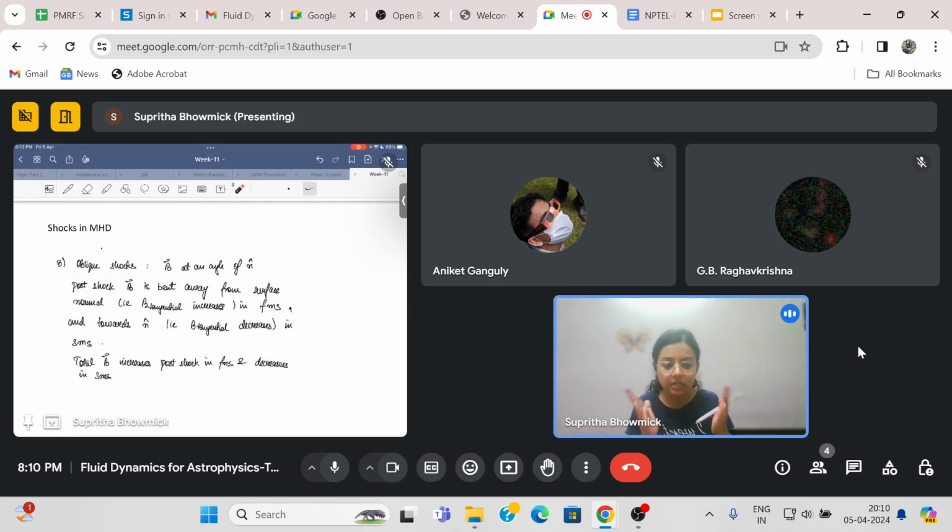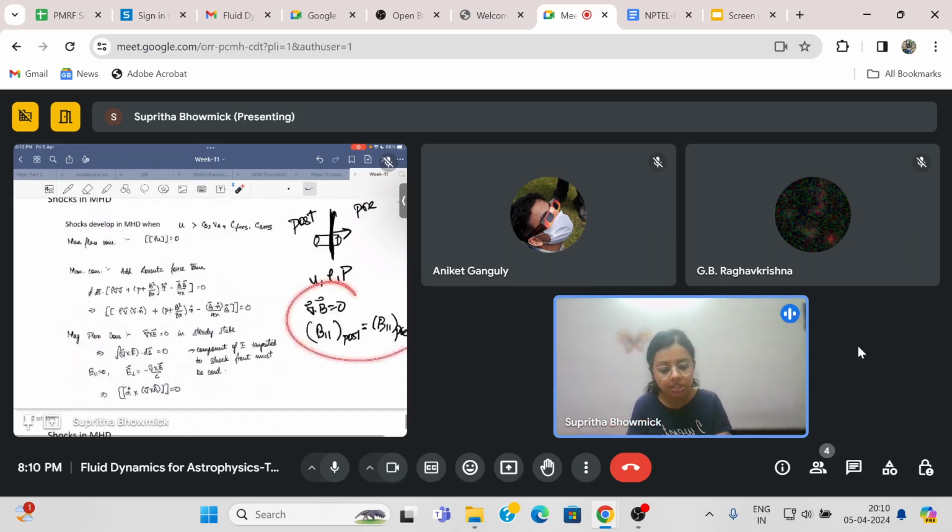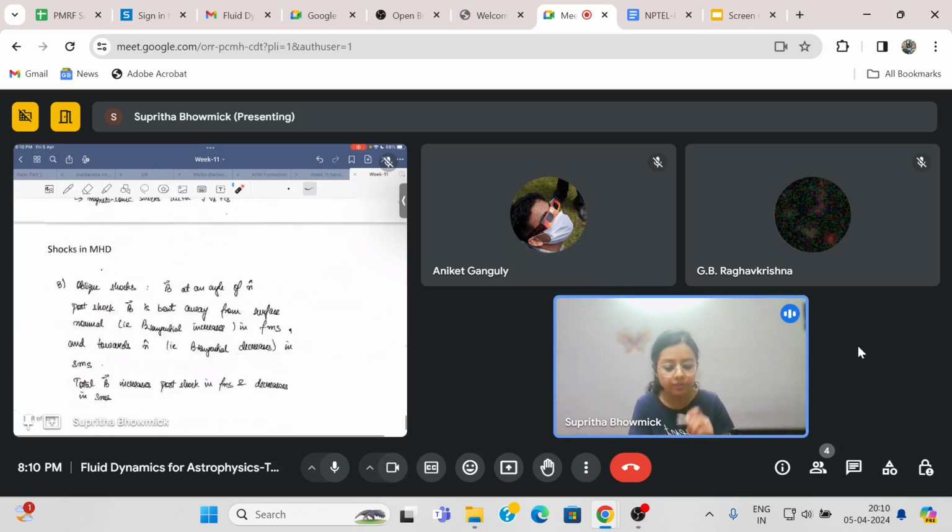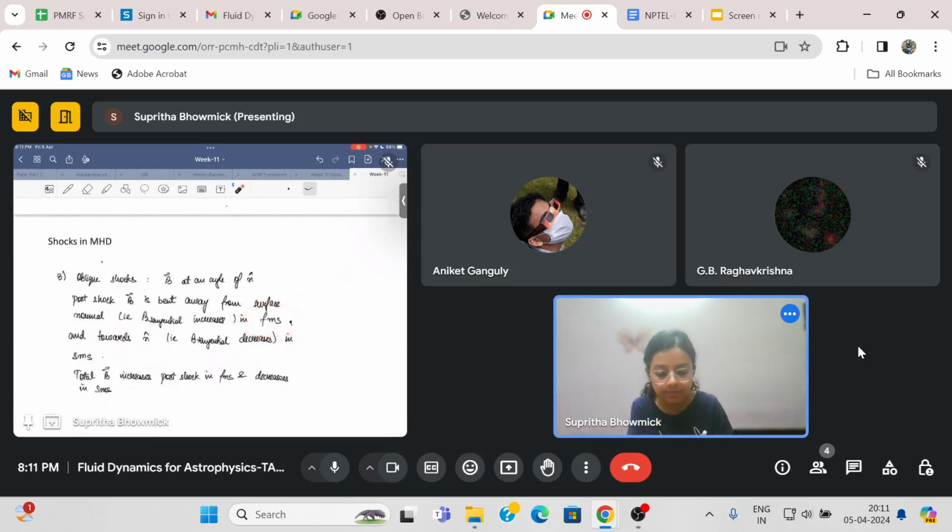Because the total magnetic field is the sum of the two components, the parallel and the tangential. The parallel components are continuous because of this. But the tangential components, we know for a fact that in fast magnetosonic waves, B is bent away from the surface normal, which means that B tangential increases. I hope you understand why. Let me know if that's not clear. So in that case, total B will increase as the shock passes over the fluid if it's a fast magnetosonic wave.